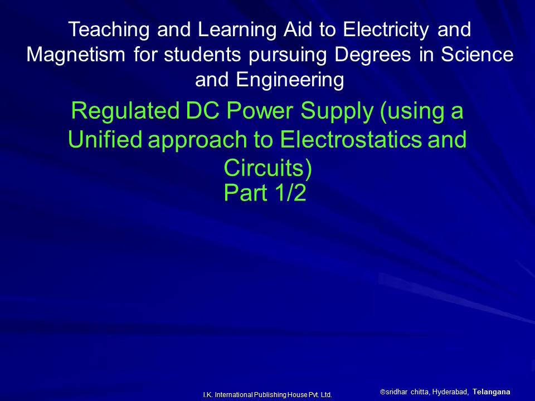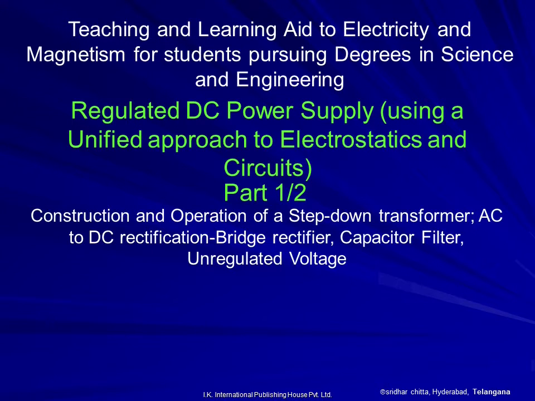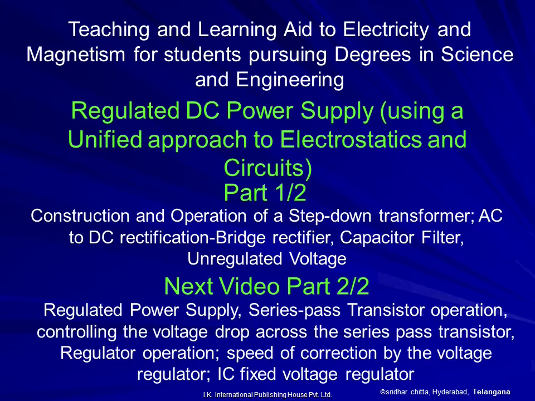In this video, part 1, I shall describe the construction and operation of a step-down transformer, AC to DC rectification featuring a bridge rectifier, the construction and operation of a capacitor used as a filter, and the generation of an unregulated DC voltage. And in the video part 2, I shall discuss the salient subassemblies in a regulated power supply, including the operation of the series pass transistor and the means of controlling the voltage drop across the series pass transistor and also overall regulator operation.